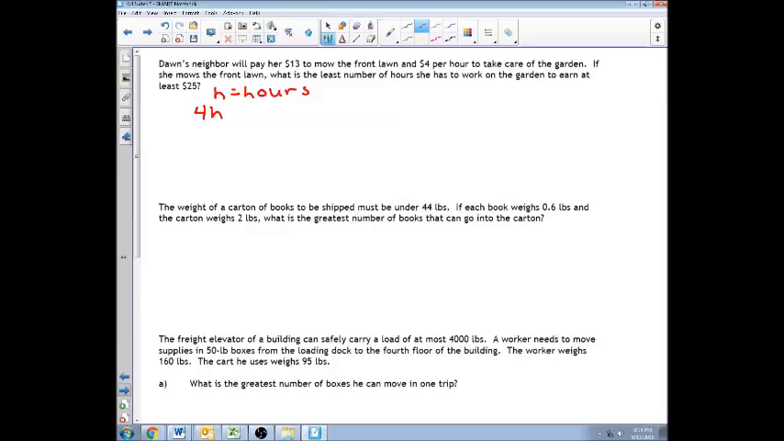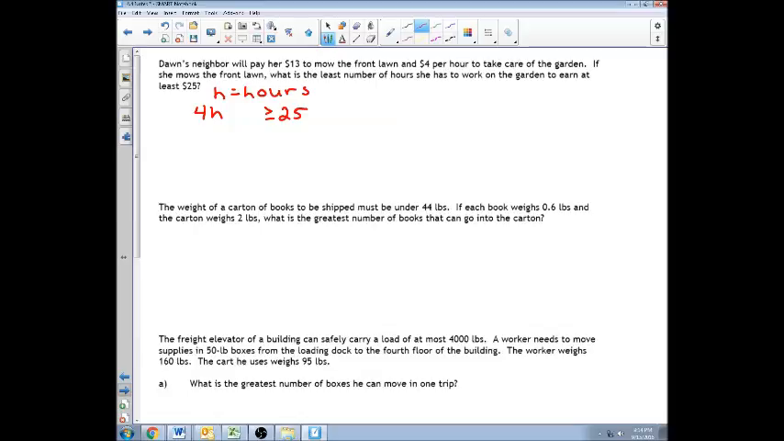If she mows the front lawn, what is the least number of hours she has to work on the garden to earn at least $25? Well, 25 is going to go on the side by itself, right? And it says at least, so my other side needs to be greater than or equal to that 25.